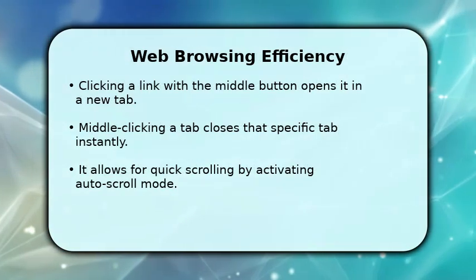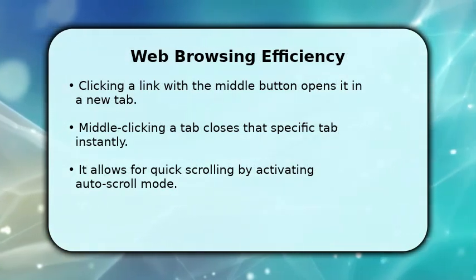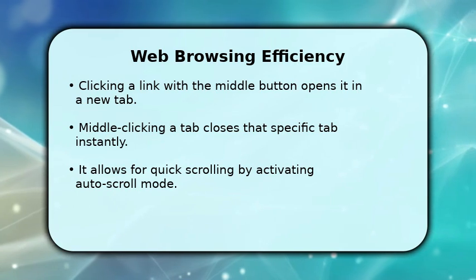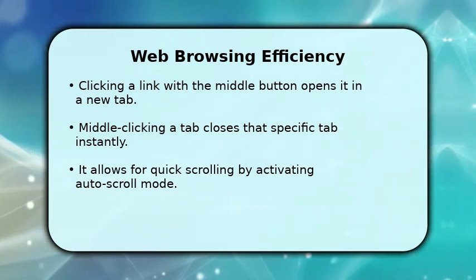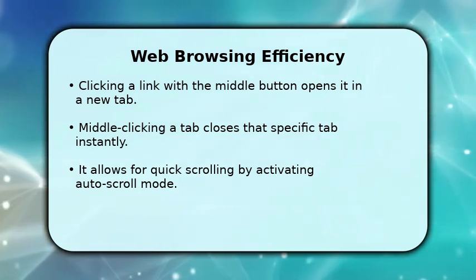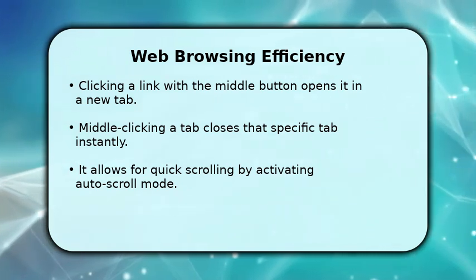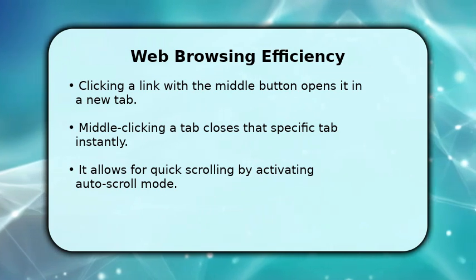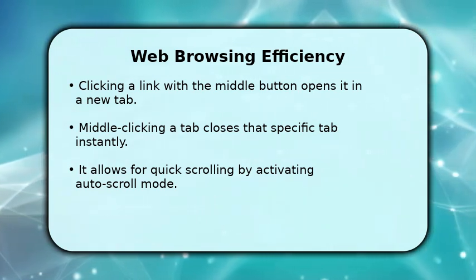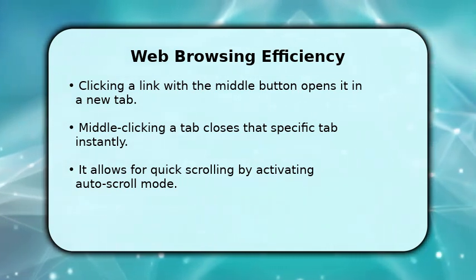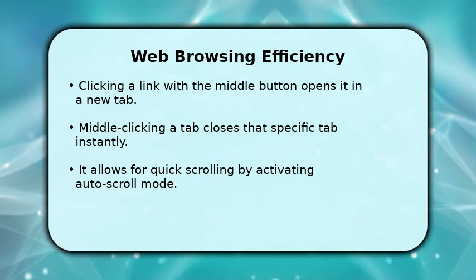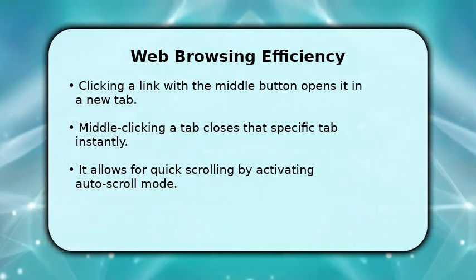When browsing the web, the middle mouse button is incredibly useful. A single click on any link will open it in a brand new tab, keeping your current page open. If you want to close an open tab, simply middle-click on it, and it will disappear instantly. Furthermore, pressing the middle button on a web page activates auto-scroll, letting you navigate long documents hands-free. These actions save you many clicks and precious seconds.